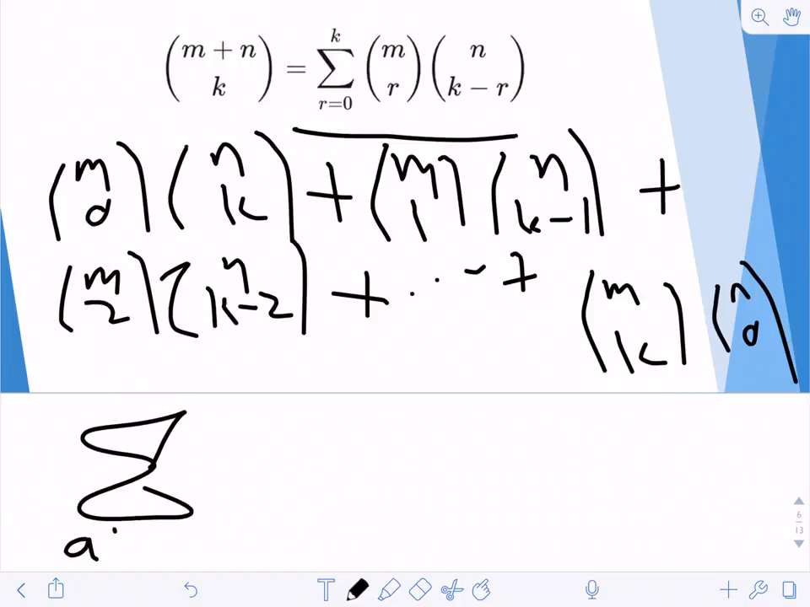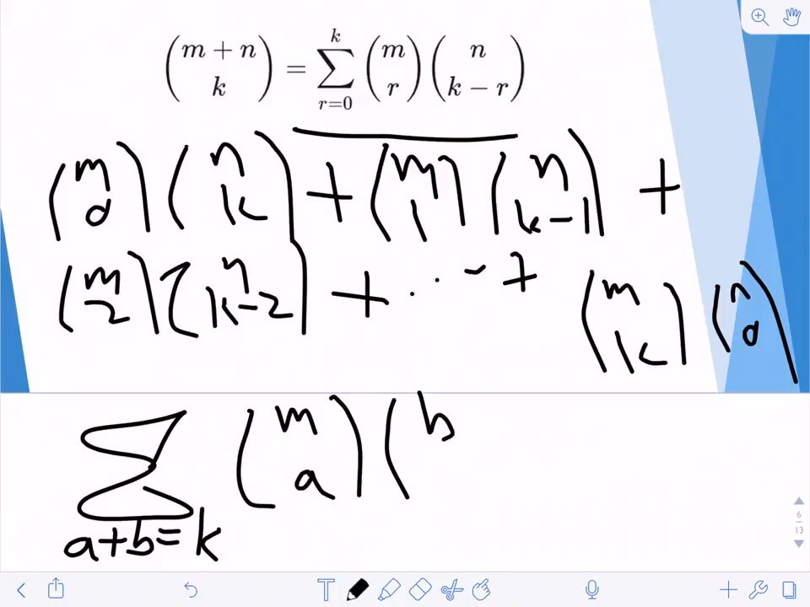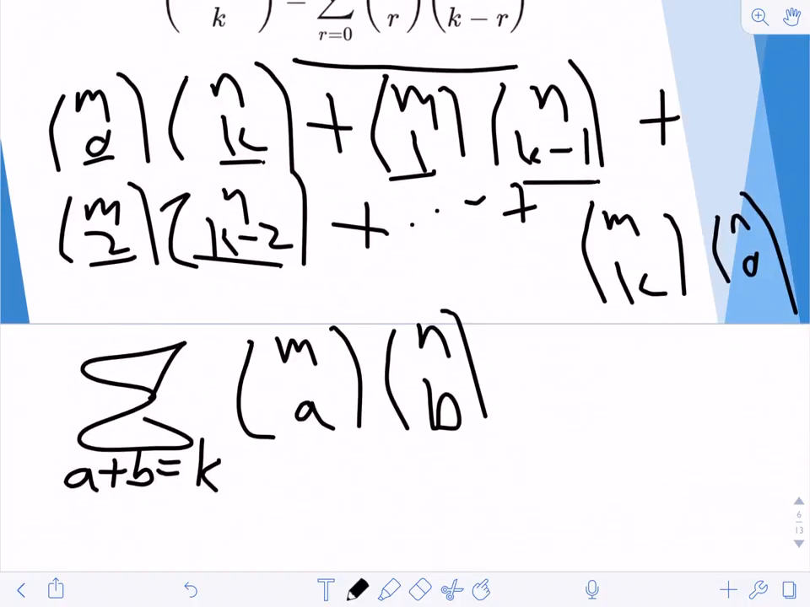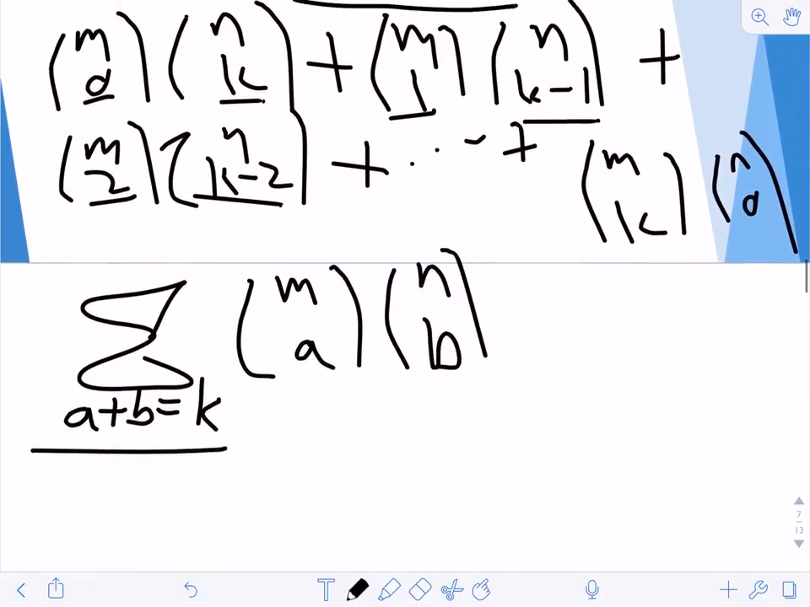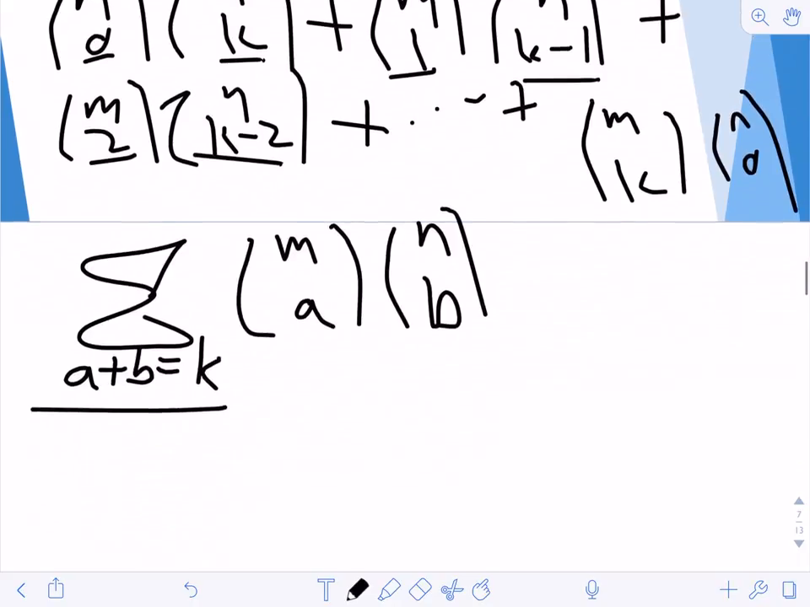Alternatively, you can write the summation as the sum over all non-negative integers a and b that add up to k, of m choose a times n choose b. It's the same thing because you'll notice that the 2 and the k minus 2 add up to k, the 0 and the k add up to k, the 1 and the k minus 1 add up to k. So it's just across all non-negative integers that add up to k. And the proof's also actually fairly simple.